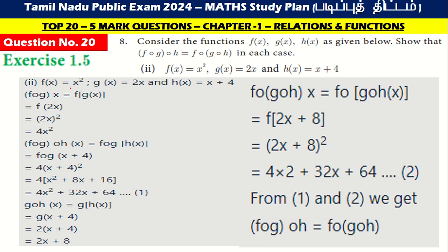f of x equal to x square, g of x equal to 2x and h is x plus 4. Substituting, we get 4x square, and another one is x plus 4, and another one is 2x plus 8. So in this, 2x plus 8 whole square gives 4x square plus 32x plus 64. So from 1 to 2 you get the LHS equal to RHS.